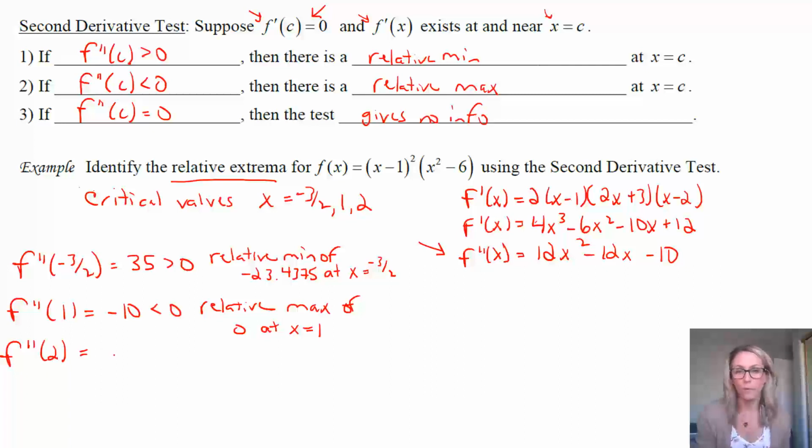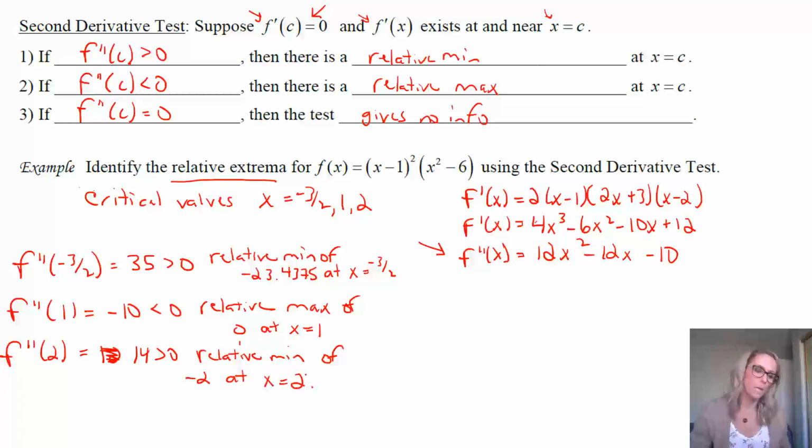And then when we put in 2, if you put 2 into the second derivative, work it out, you should get 14, which is greater than 0. So again, we are dealing with something that is concave up. So we have a relative min of, and remember the y value is -2, relative min of -2 at x equals 2. So the second derivative test, again, just a way to find out your relative extrema. So if it's a lot of work to create these sign charts and things, you might want to use the second derivative test to test for relative mins and maxes, especially if the second derivative is pretty nice.